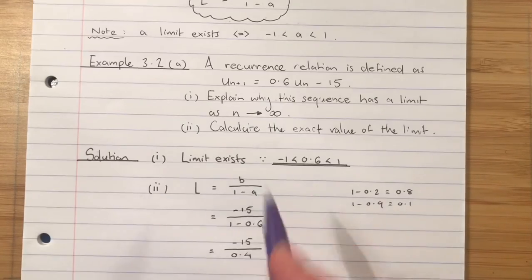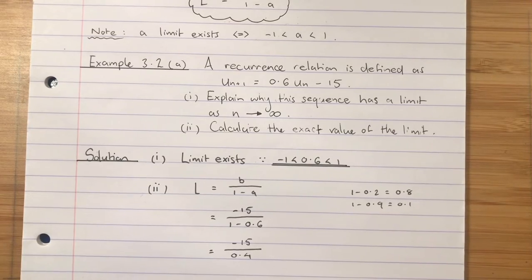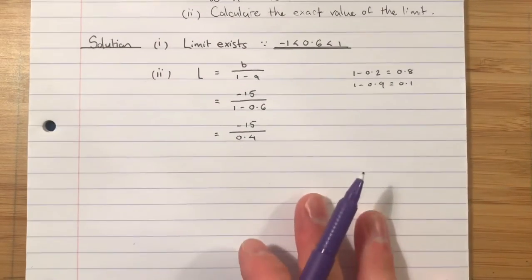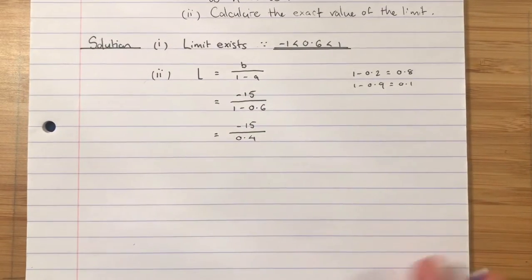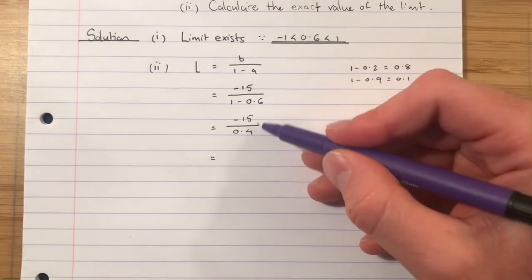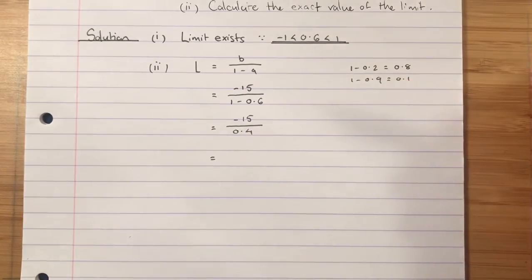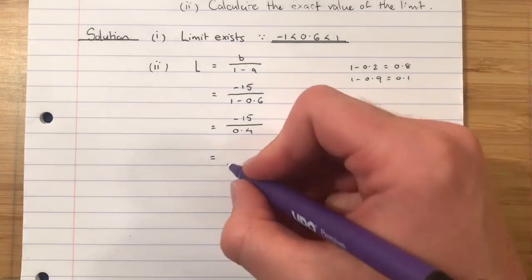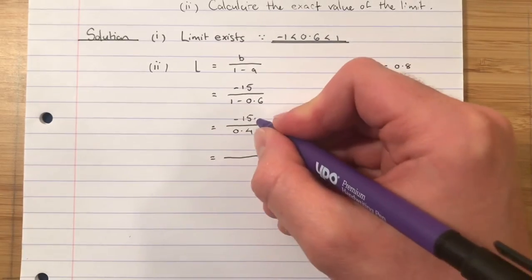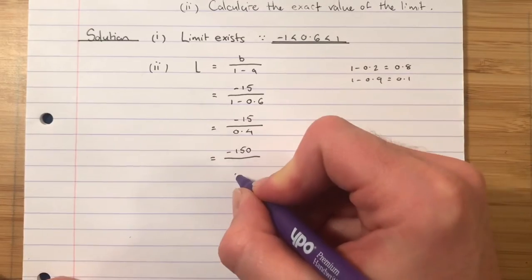Right, something important here. Calculate the exact value of the limit. So we have to assume this is a non-calculator question. It doesn't want you to just pump that in a calculator. It wants you to find the answer yourself. What do we not like about this? We don't like the fact that we've got a decimal fraction inside another fraction. So in order to get rid of that, we can times the top and the bottom by 10. So negative 150 over 4.